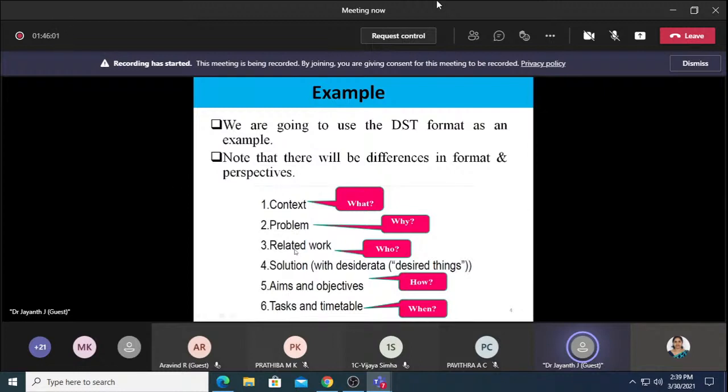Third is related work: who has done work related to the problem and the context. Fourth, do you have any solutions or desired outcomes, any products that can solve the problems you have identified? Fifth, you need to state your aim and the objectives. That means how we are going to form your objectives for the given solutions. Sixth, the most important thing, is task and timetable.